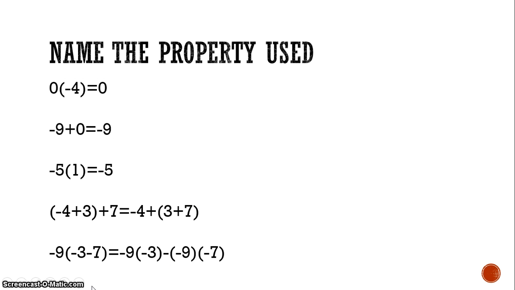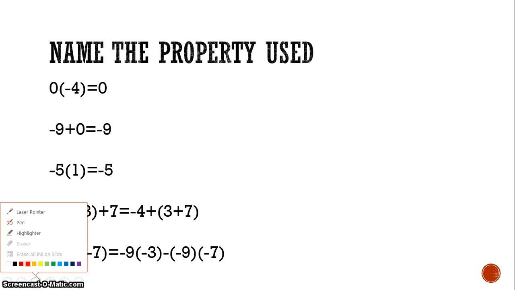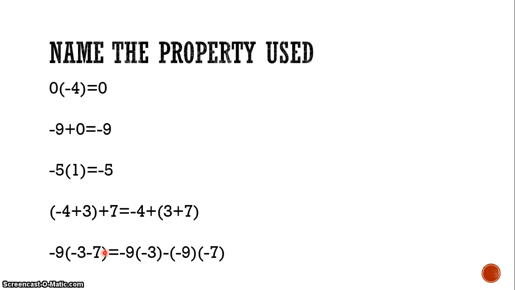Okay, so pause this for a moment and name which property you think I'm using for these. And then we're going to come back and check them in a moment.